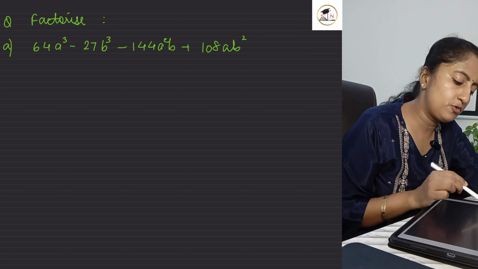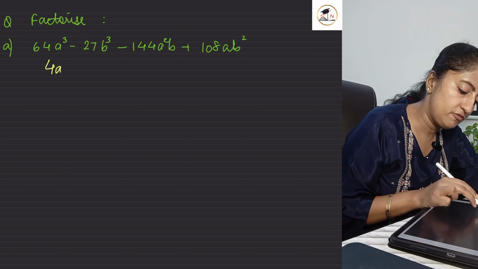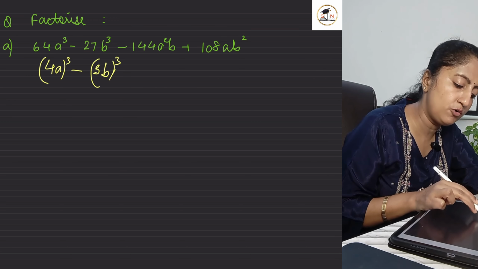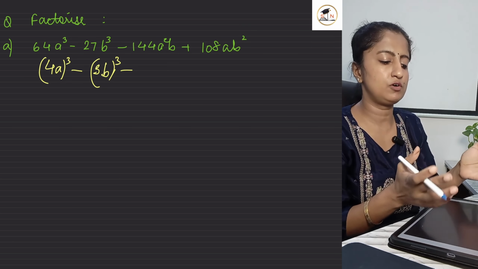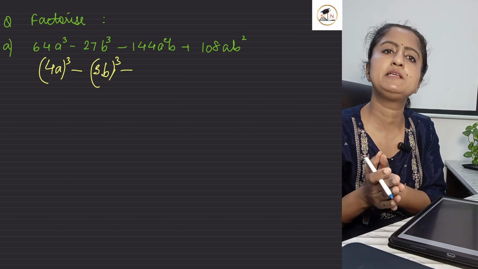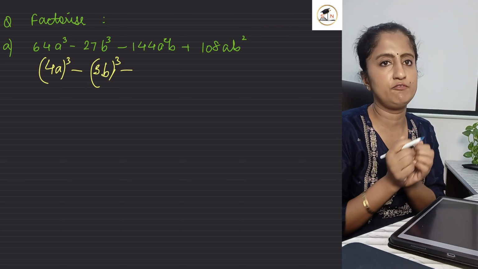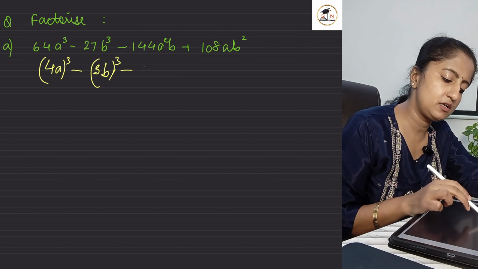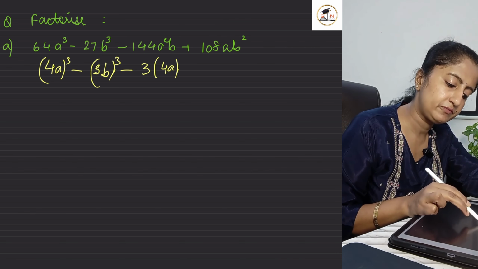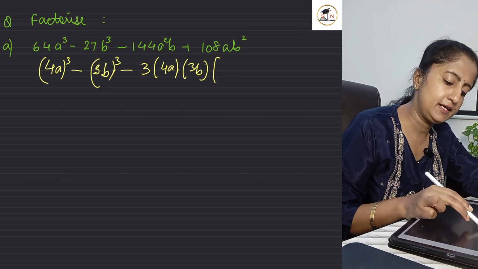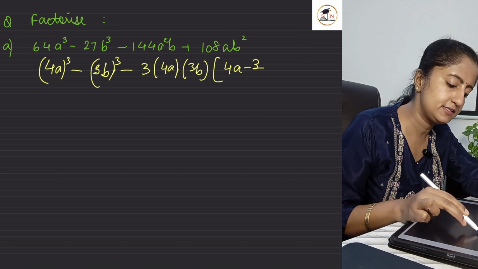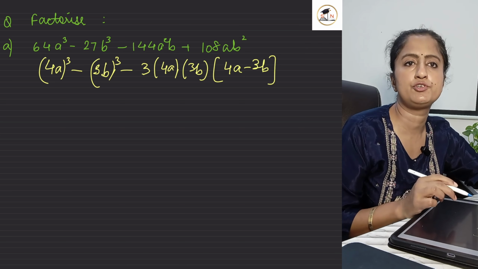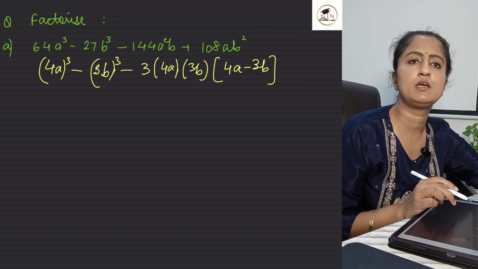Let's start. What is the cube root of 64a cube? That is 4a whole cube. And similarly, 27b cube, 3b whole cube. Then I will not work on 144a square b or 108ab square, but we will use the reverse method of the identity. We have kept the identity in our mind, right? So from there, what do we get? 3 into 4a into 3b. And in the bracket, we will just write 4a minus 3b. Now we will cross check, so that we are sure that yes, the terms we have written over here are correct.